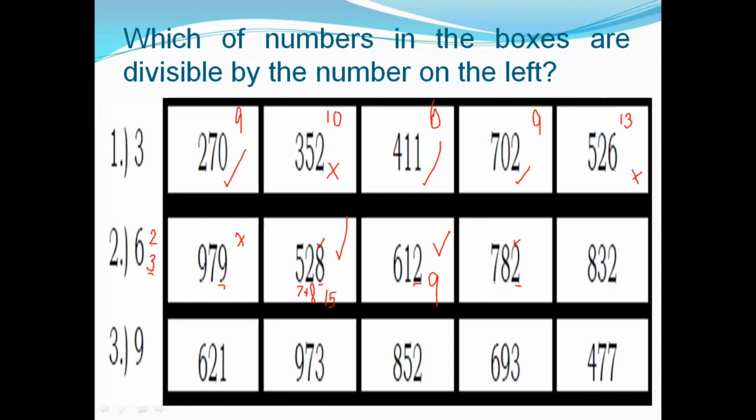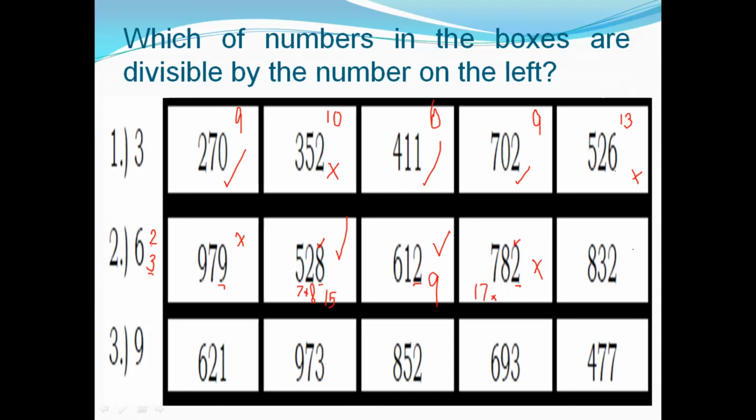Let us see. 7 plus 8 is 15 plus 2. We get the answer 17. Now, the question. Is 17 divisible by 3? No. So, since this is not divisible by 3, hindi niya na-meet yung both condition na hinihingi ni 2 and 3 to be divisible by 6. So, this number is not divisible by 6. So, 782 is not divisible by 6.